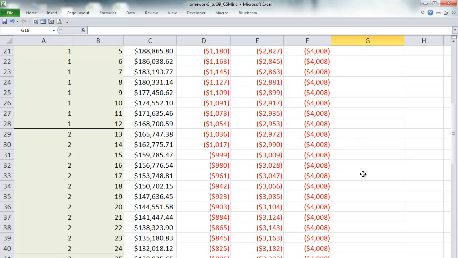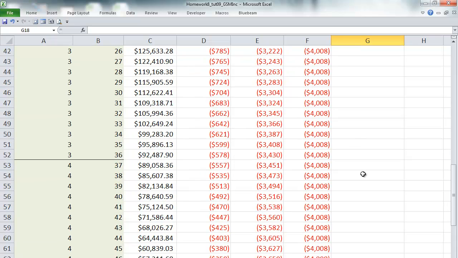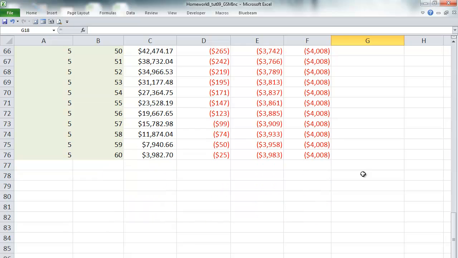And then as we get to our final payment period, payment period number 60, you see at the beginning of the payment period we have $3,982.70 left in the principal, and that's exactly the amount of money that's being used to repay the principal in payment number 60.